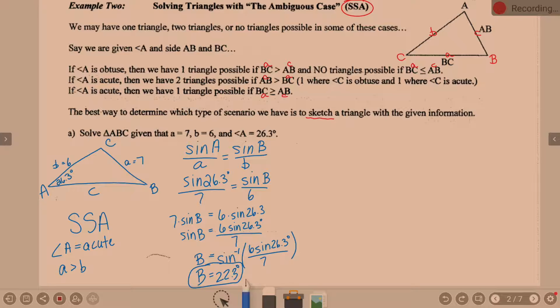Okay, guys, we have angle B. We were given angle A and side a. We were given side b. We found angle B. What do we still have left to find?